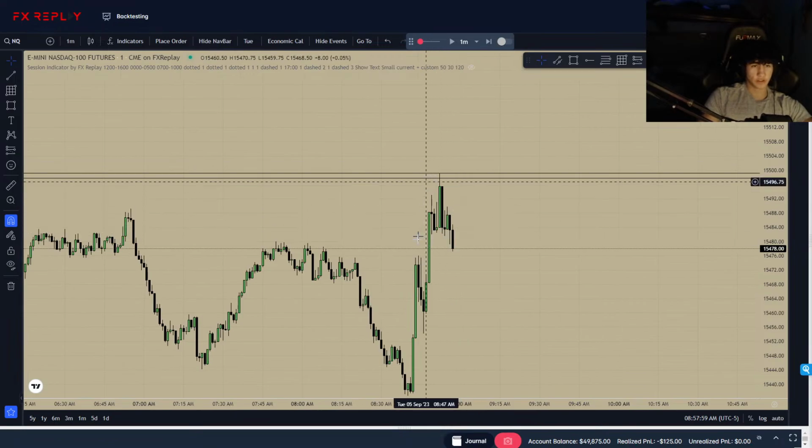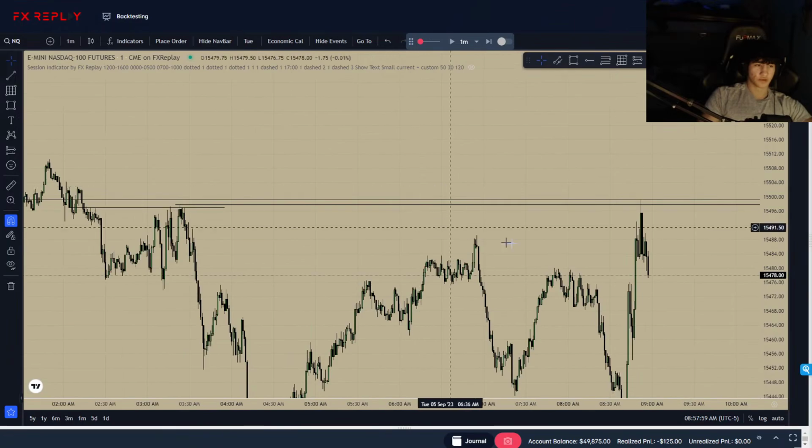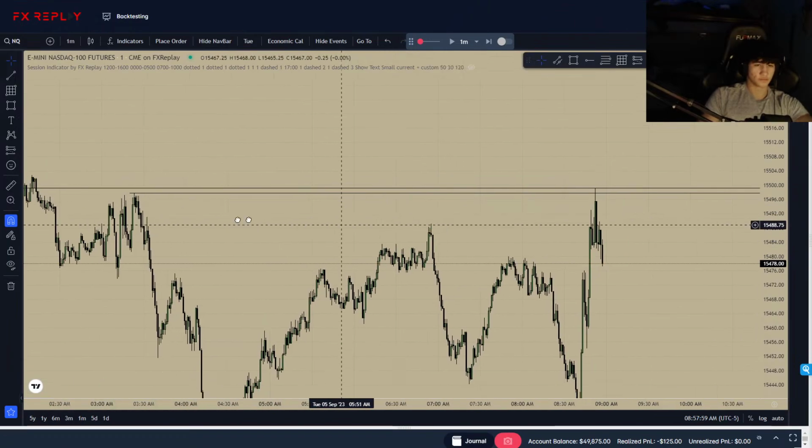Right here, you can see that this is a really small market maker reversal. Just a little profile of it. Took out this high, tapped midnight open, respected it perfectly. I would never short just straight off midnight open, by the way. So we're just gonna keep them marked out.